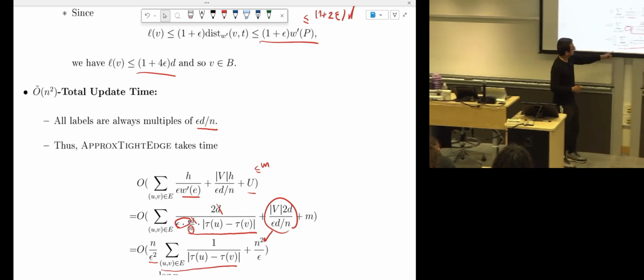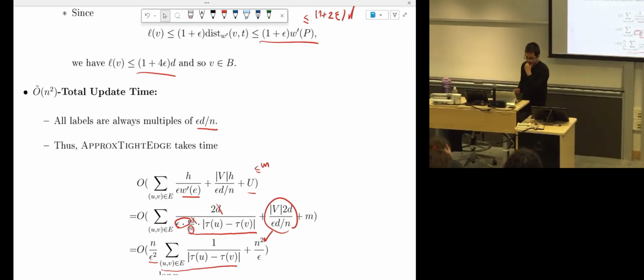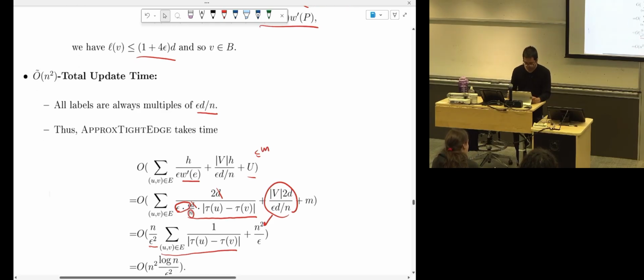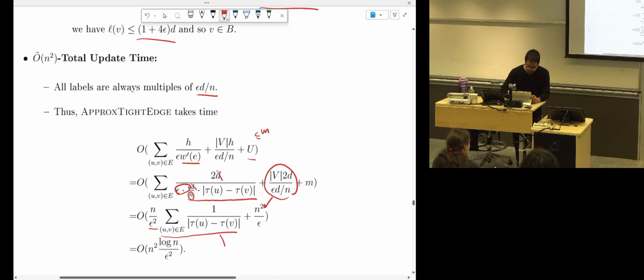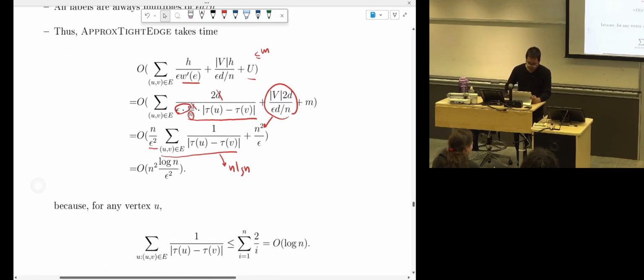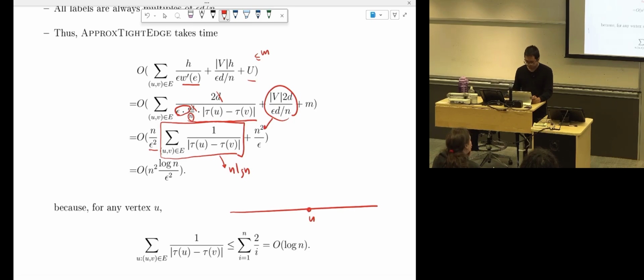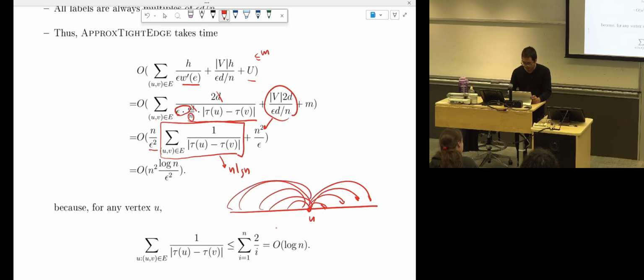And how big can this be? So, for example, I claim that this thing is at most n log n. So why is that? Let's look at this term. Let's say I fix one node u, and even if I have edges from u to everyone, and everyone to u, like in this order.